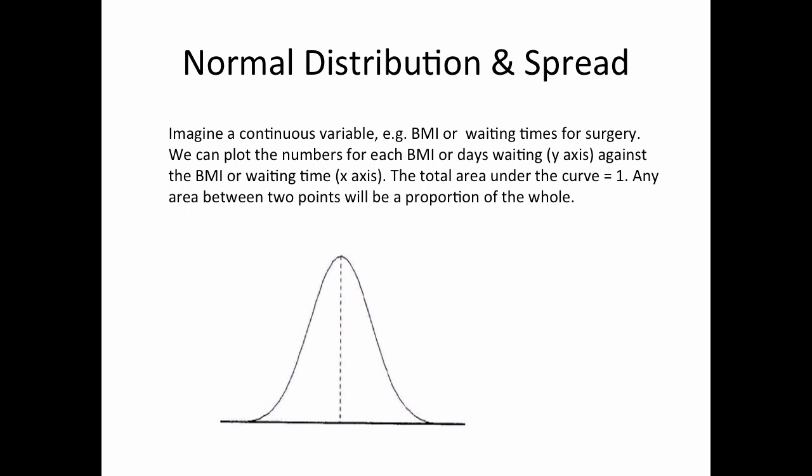Now, let's imagine we take a continuous variable, which could be body mass index, or perhaps the number of days a patient waits for a surgical operation, and plot that along the x-axis of a graph, and along the y-axis, which seems to be missing here, the number of people who have a particular BMI or who have been waiting a particular number of days. You will recognize this perhaps as what is referred to as the bell-shaped curve or the normal distribution. You will see that here in the middle is the average or mean.